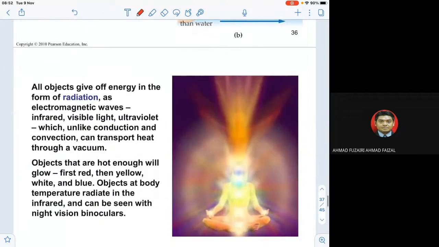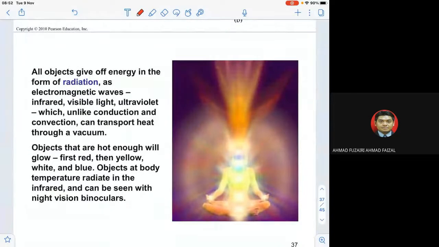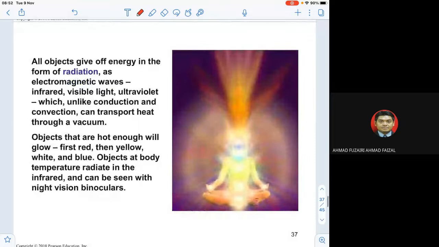Okay, and then afterwards you can see the radiations. Objects give off energy in the form of radiations, for example, electromagnetic waves. You cannot see the electromagnetic wave, but we can feel it. This happens when you have a high temperature, for example, electromagnetic waves such as infrared, visible light, and ultraviolet.